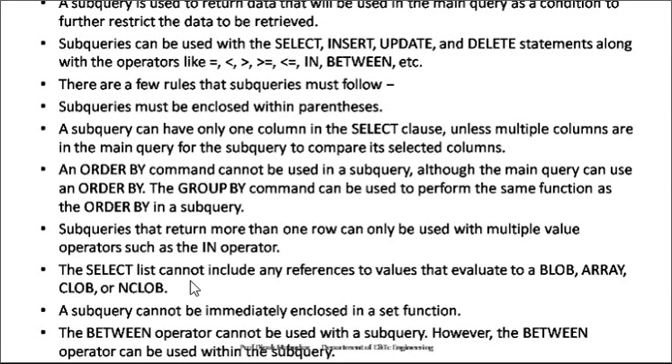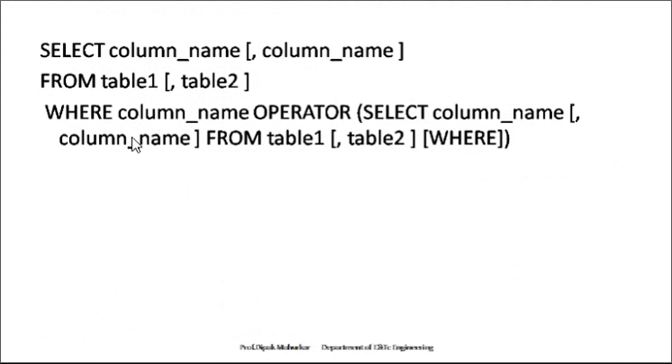The select list cannot include any references to values that evaluate to a BLOB, ARRAY, CLOB, or NCLOB. A subquery cannot be immediately enclosed in a set function, right? And the between operator cannot be used with subqueries. So we can see the syntax: select column name, in brackets column name, from table 1 and table 2 where that operator. Okay, so in this way we can operate the subqueries.